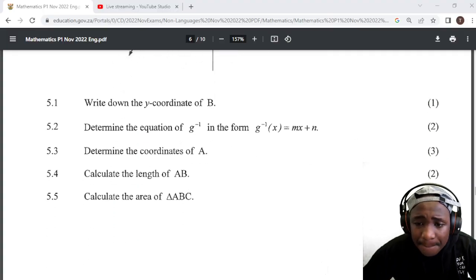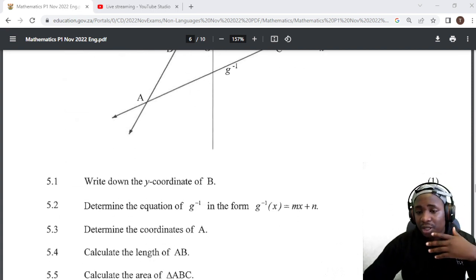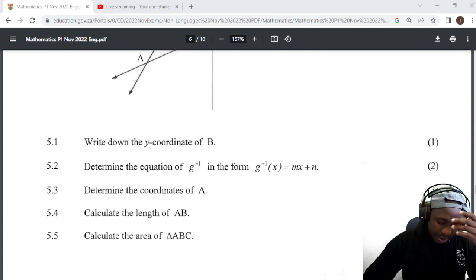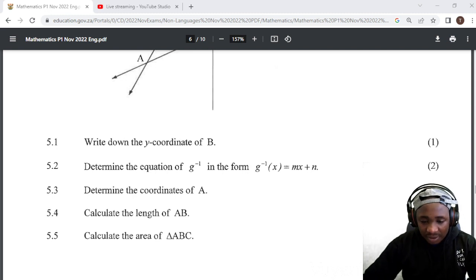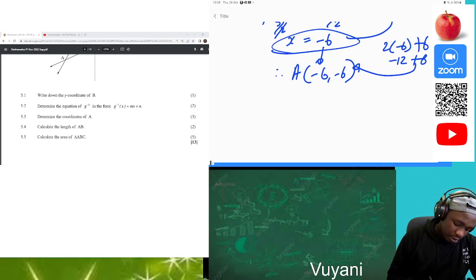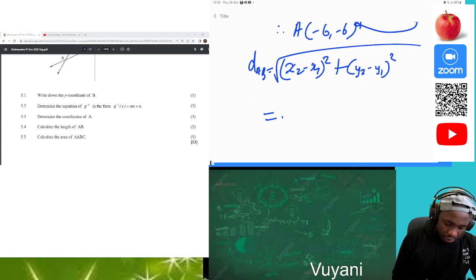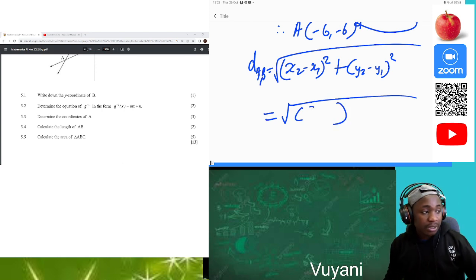Now proceeding forward, calculate the length of AB. A and B. This is easy. We know the coordinates of A, we know the coordinates of B, so we can just use our distance formula as always. Then we'll be able to calculate the distance. The distance of AB is always equal to the square root of x2 minus x1 squared plus y2 minus y1 squared. Then we just apply what is our A, what is our B, and substitute the values there.